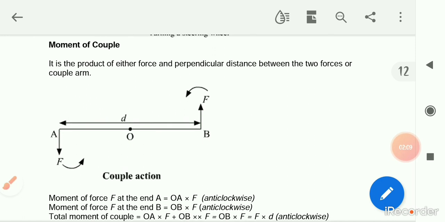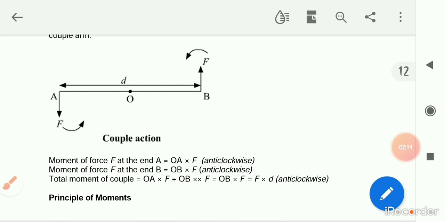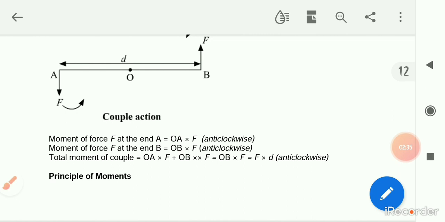See, from point A and from point B, the couple: moment of force at A is OA multiply F, that is anti-clockwise direction. You see clockwise and anti-clockwise direction. Moment of force at B, OB into F, that is anti-clockwise. So total moment of force is OA multiply F plus OB multiply F equal to F into D, that is anti-clockwise moment.